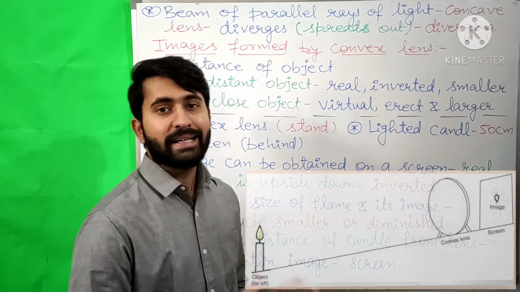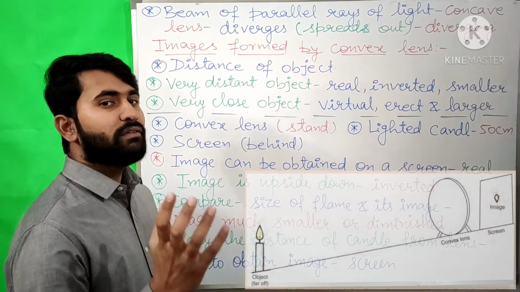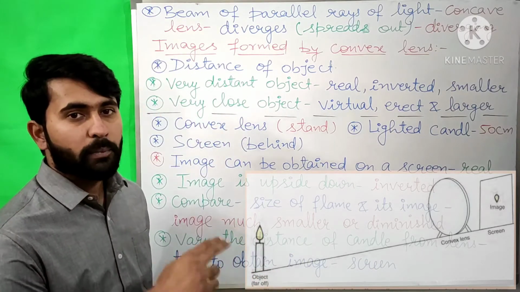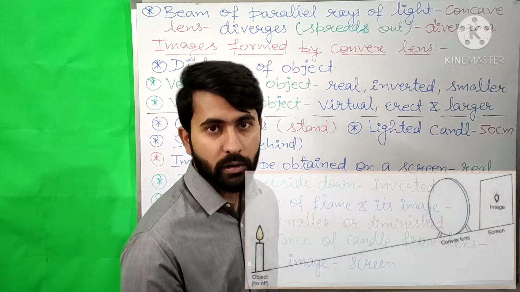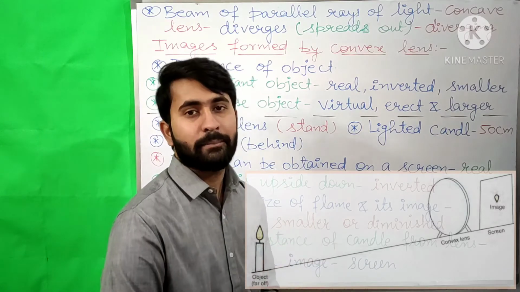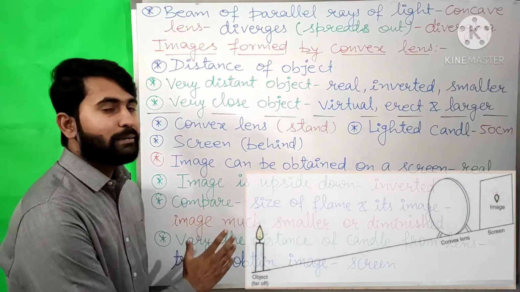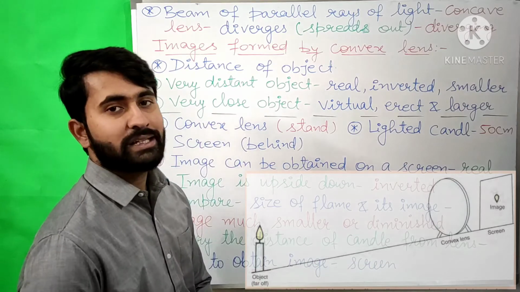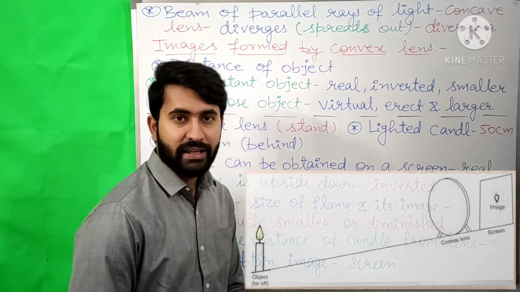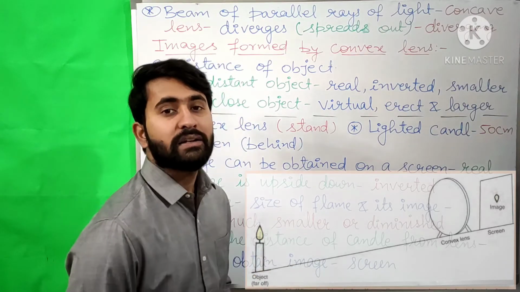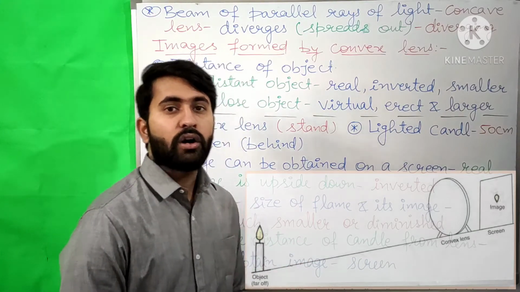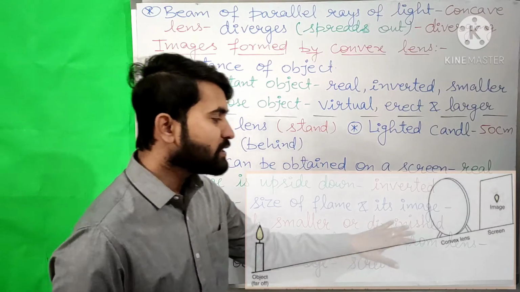Now if we look at the image that is formed, then we will find that the image is upside down. It means the top of the candle becomes the bottom of the image and the bottom of the candle becomes the top of the image. So it means that the image formed by the convex lens is inverted. And if we compare the size of the flame and its image, then we will find that the image formed is much smaller, or we can say the image formed is diminished.